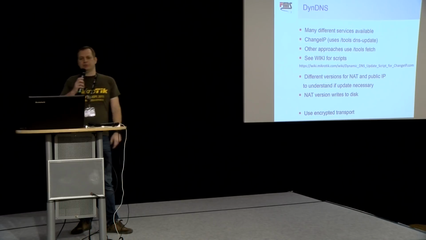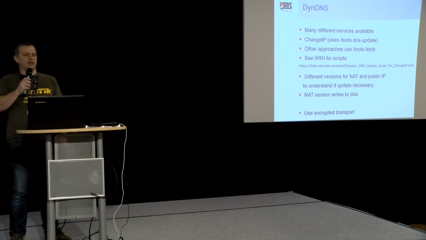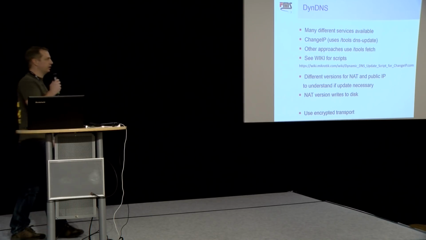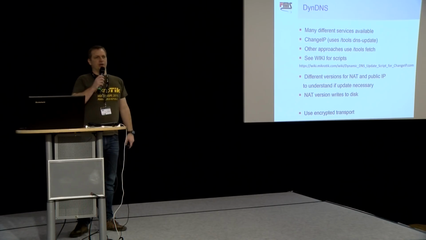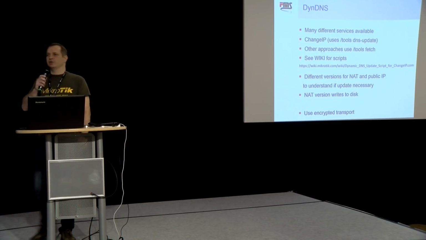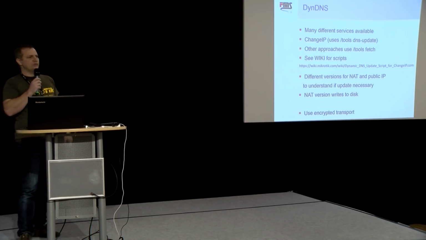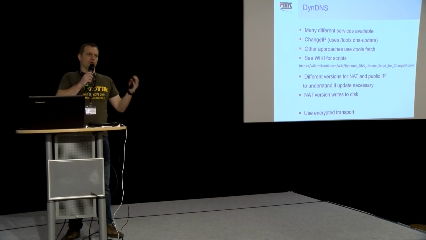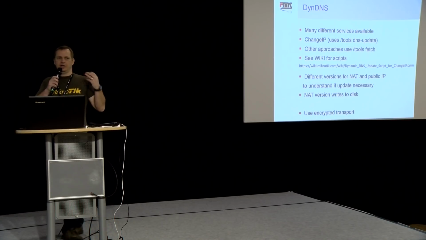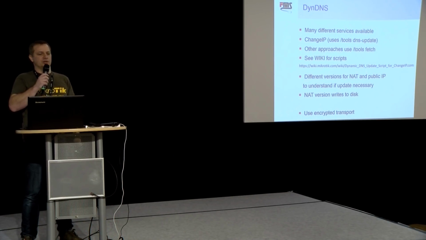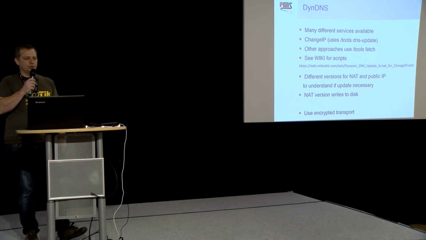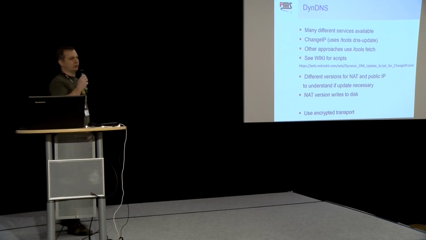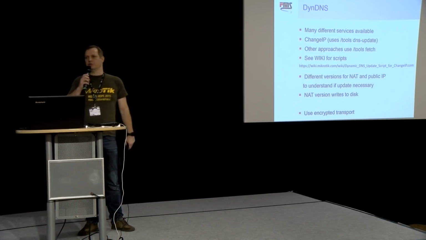There's a whole bunch of alternative DNS services available. I'm choosing Change IP here in my examples, but you can choose any that you like. Change IP is using the integrated tool's DNS update facility. Other approaches will use tool fetch. You can see the wiki for a whole bunch of potential scripts. Be aware that there are always different versions for NAT and non-NAT situations, and the NAT-aware scripts will write on your disk. So if you don't need the NAT version, go ahead with the standard version. And whatever you do, take care that you encrypt your DNS updates, as you will have to send username and password of your service.